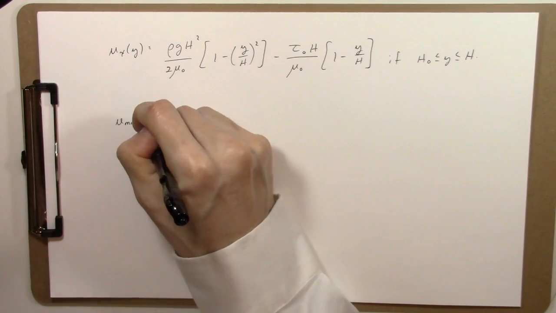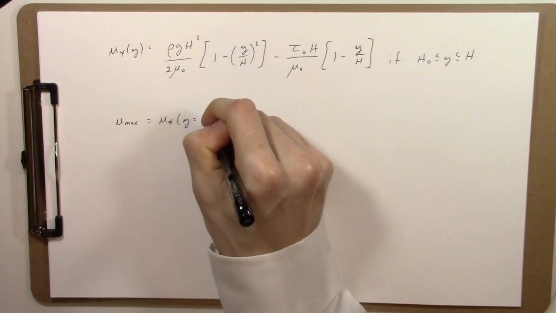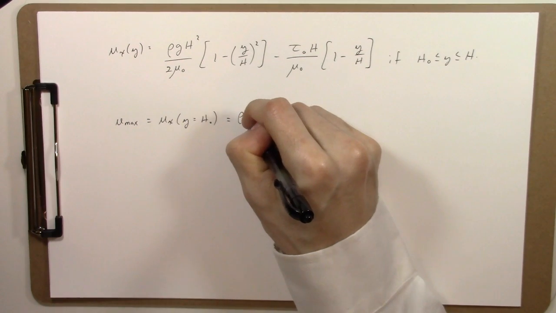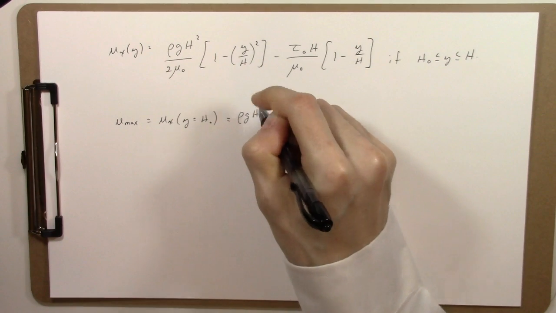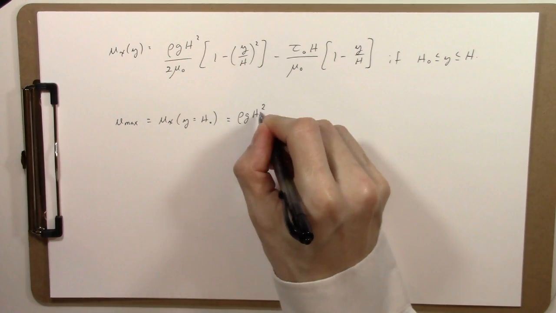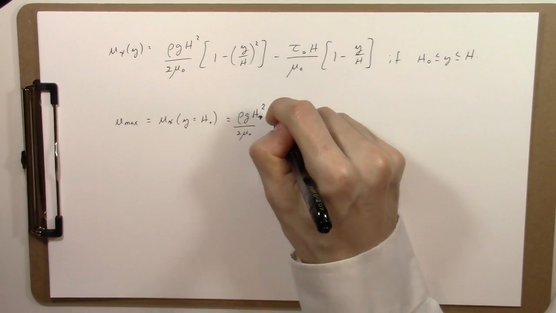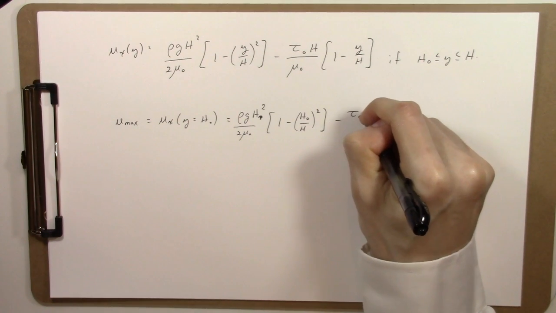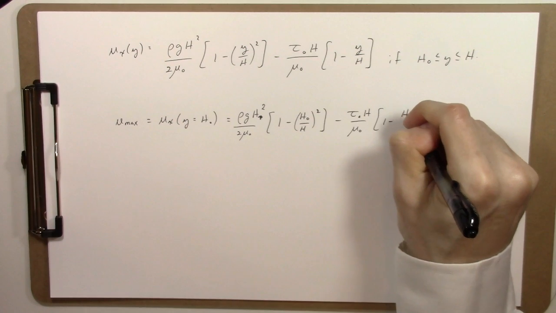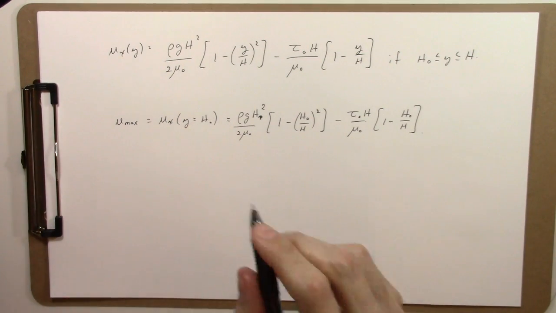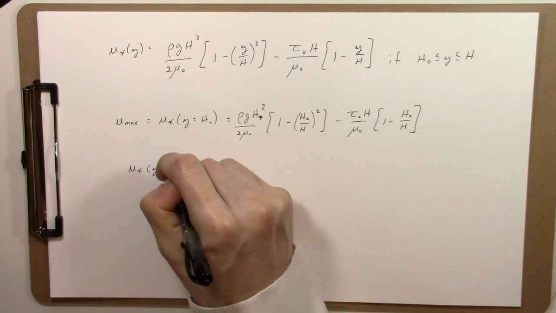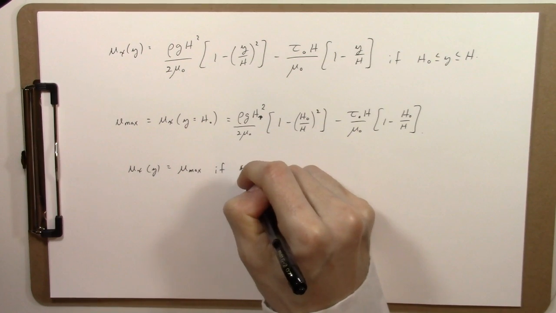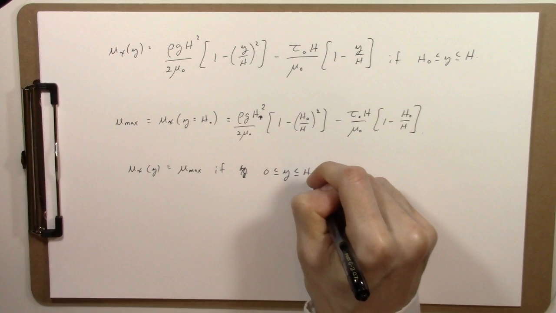The maximum velocity is equal to ux where y is equal to H naught, and that's equal to rho g H squared over 2 mu naught times 1 minus H naught over H, squared, minus tau naught H over mu naught times 1 minus H naught over H. And so then ux of y is equal to U max, the velocity of the liquid-solid interface, if y lies between 0 and H naught.